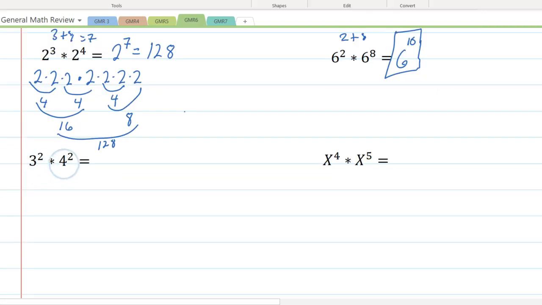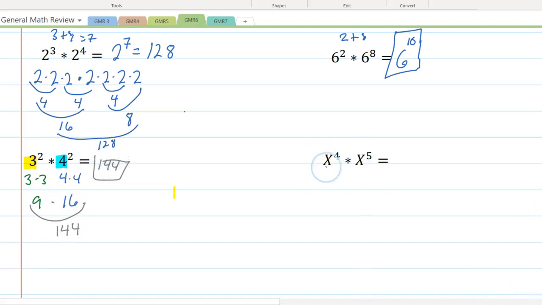Now I have 3 squared and 4 squared. Here I cannot add the exponents because the bases are different. I have a base of 3 and I have a base of 4. Because the bases are different, I can't add the exponents. However, I can find an answer. I know that 3 squared is 3 times 3, which is 9. And I know that 4 squared is 4 times 4, which is 16. All I need to do is multiply 9 times 16, which gives me 144.